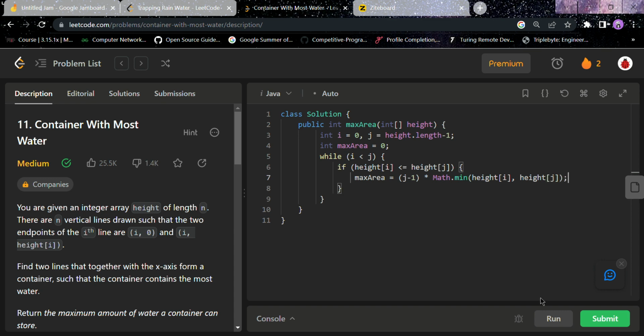Okay, now each time max area is getting updated, so we need to maintain a max area. For that we will put all this inside math.max. Now we have max area to be max area and this area of the container.